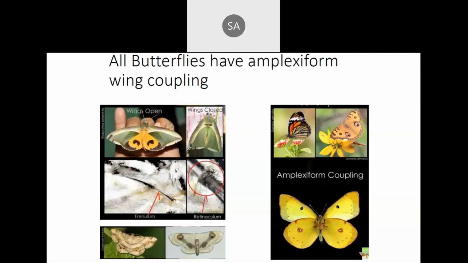But in the case of butterflies, all the butterflies have amplexiform coupling, that is they do not have any structures at all, but the forewing and hindwing get pressed onto the scales and they coordinate, and this amplexiform coupling is a more advanced form and gives very light weight to the species itself. So these are the different types of wing coupling, and wing coupling is a term that is used to show how the forewings and hindwings are grouped together. Next slide.